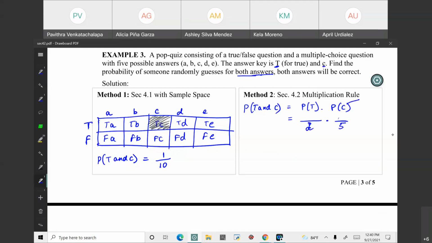Now what is the favorable outcome? It has to be true. In true and false, it has to be true. So 1. Okay. This is also 1. Out of 5, I need only C.